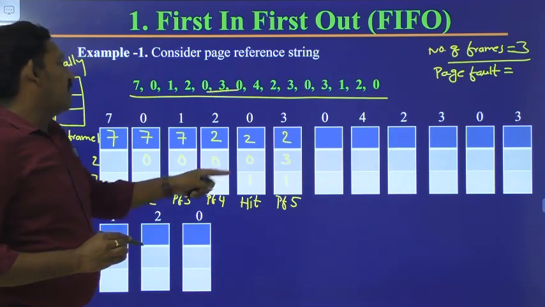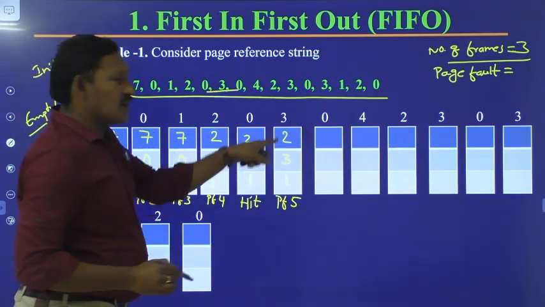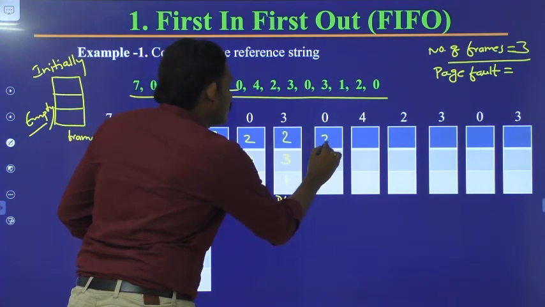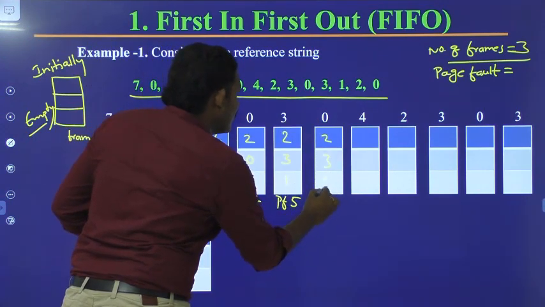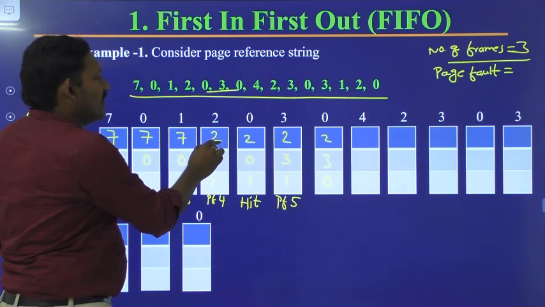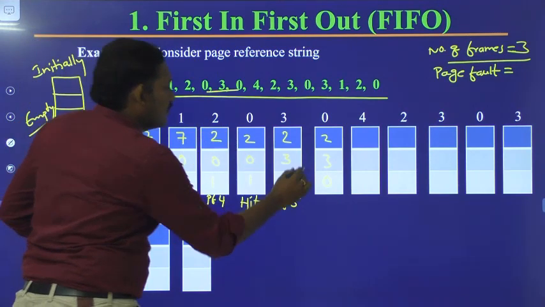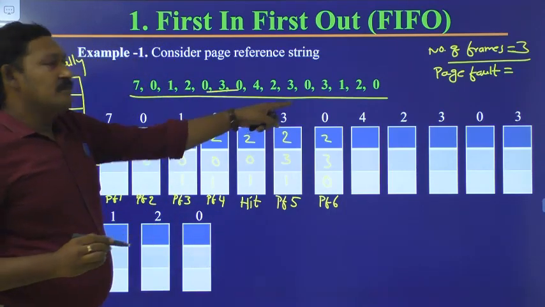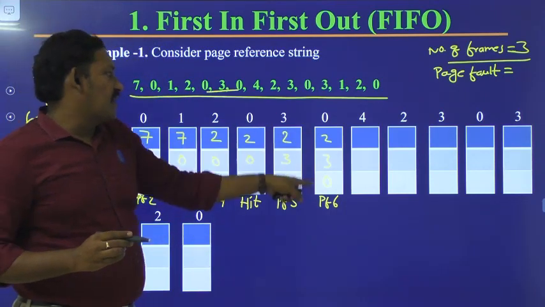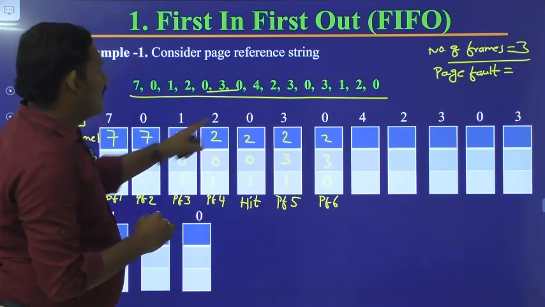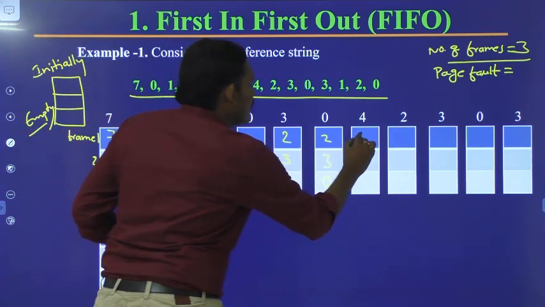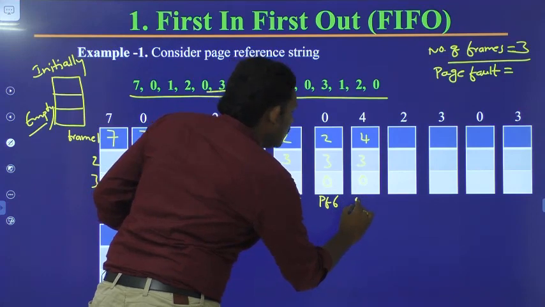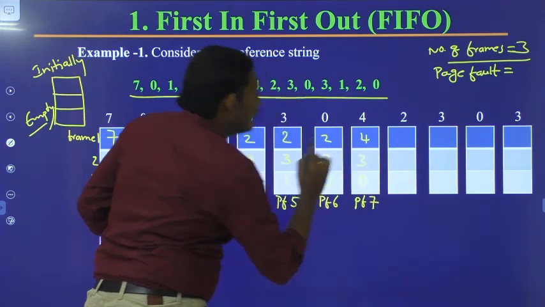Next frame 3. Next 0. 0 is not available in the main memory, so 0 should be inserted: 2, 3, 0. Here we inserted frame 1, here frame 2, here frame 3. Page fault 6. Now it is searching for 4. 4 is not available, so 4 should be inserted, again in frame 1: 4, 3, 0. Page fault 7.